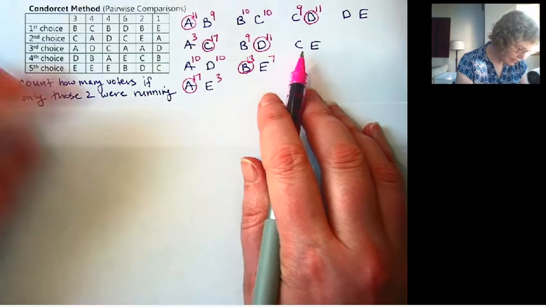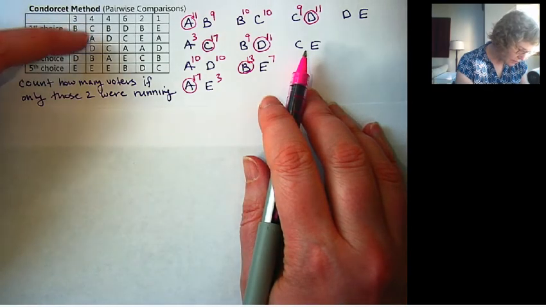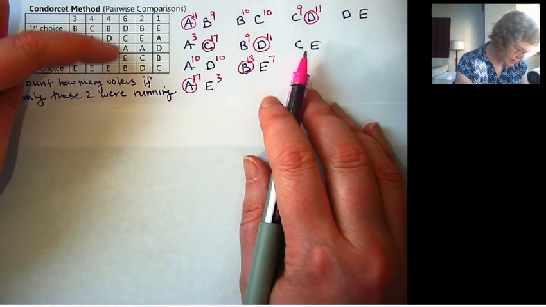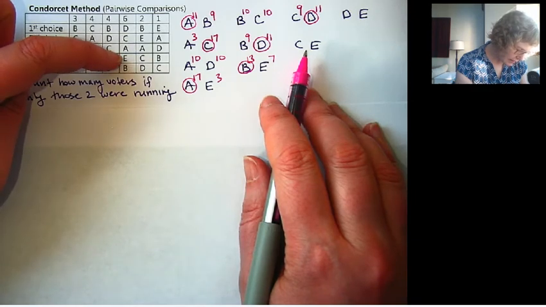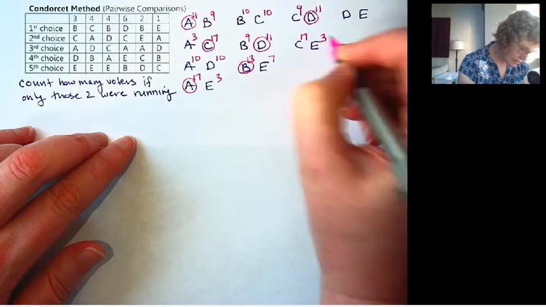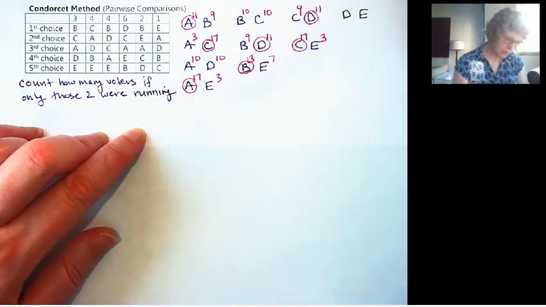C over E. C over E is 3 plus 4 plus another 4, so that's 7, 11. Plus 6 is 17, but then E is higher in both of those, so 17 to 3. So C was preferred over E.